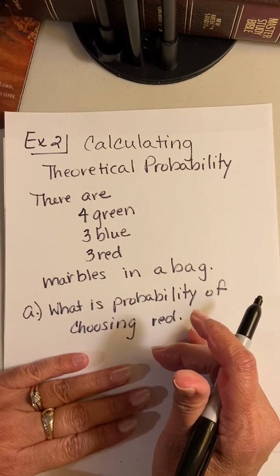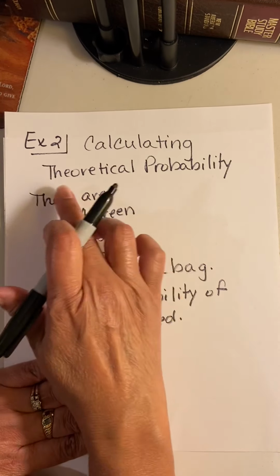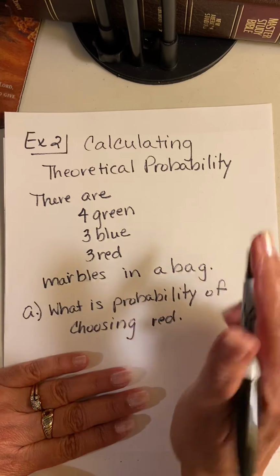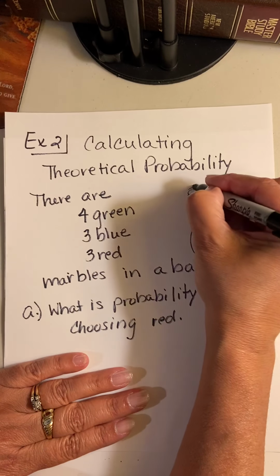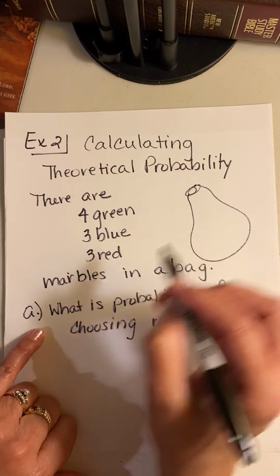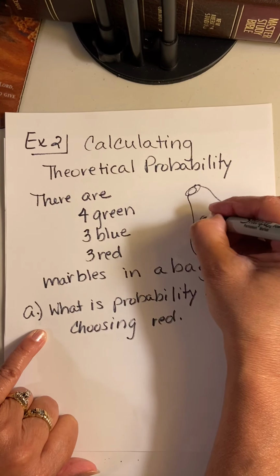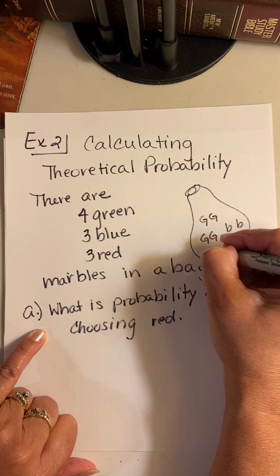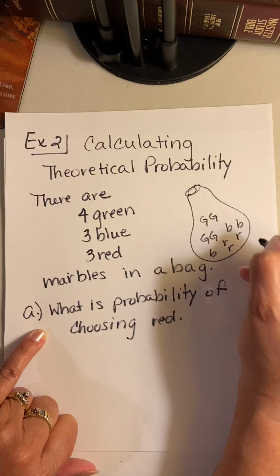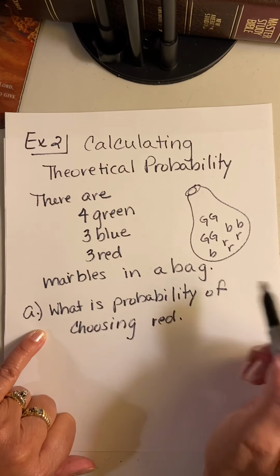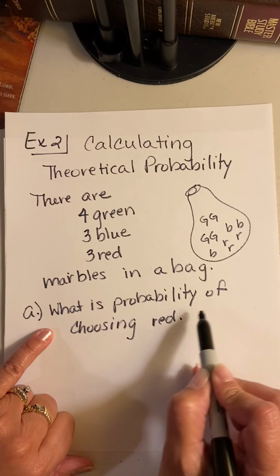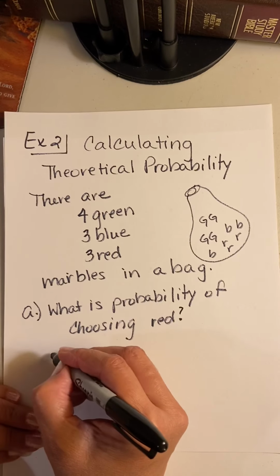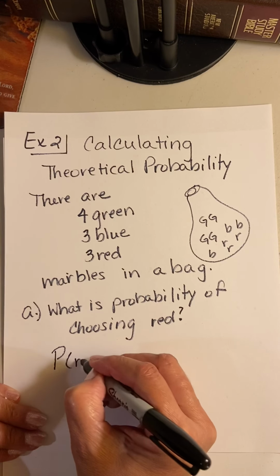All right. Now, there are 4 green, 3 blue, and 3 red marbles in a bag. So I got this bag, right? And in this bag, I have these marbles. The question is, let me write green, green, green, green, blue, blue, blue, red, red, red. Okay, so there's my marbles, and they're different colors. And it says, what is the probability of choosing a red? What's the probability of choosing a red marble? So I normally would write here probability and write red.